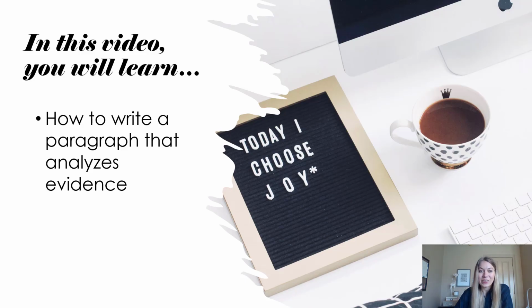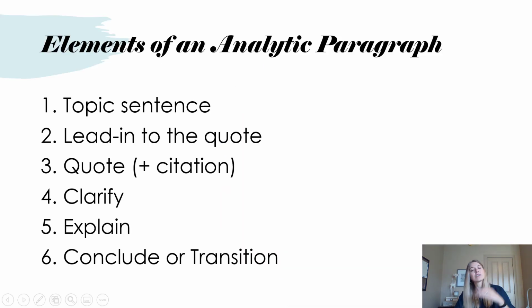Alright, so in this video, you will learn how to write a paragraph that analyzes evidence. Any paragraph that uses evidence, that you have to analyze that evidence, this applies to. Let's get started. Okay, there are 6 elements to an analytical paragraph. Always have a topic sentence, a lead into the quote with a quote and citation, gotta clarify it, gotta explain it, and then have to conclude.